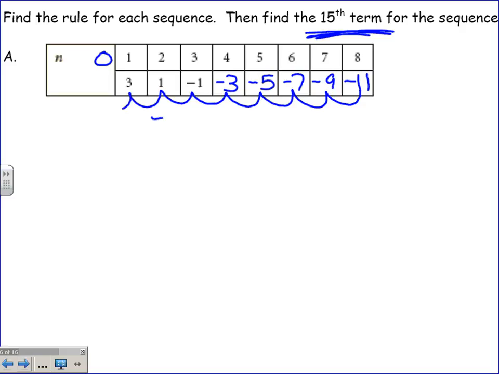What do you think we're going to do in order to get here? We're going to add 2, so what's 3 plus 2? 5. Do you know how to do that now? Yeah. Excellent, thank you very much.